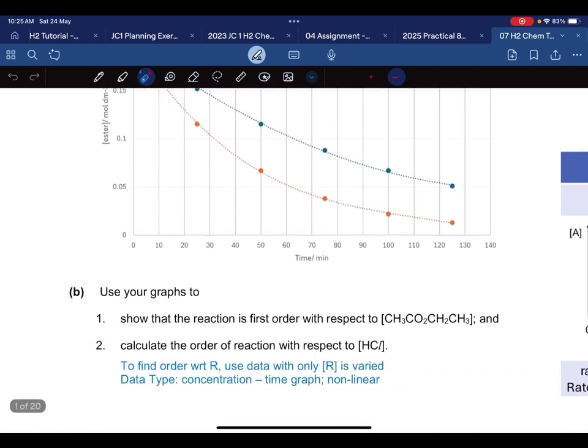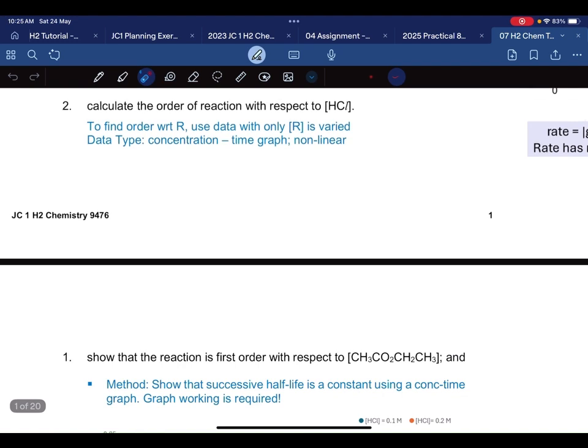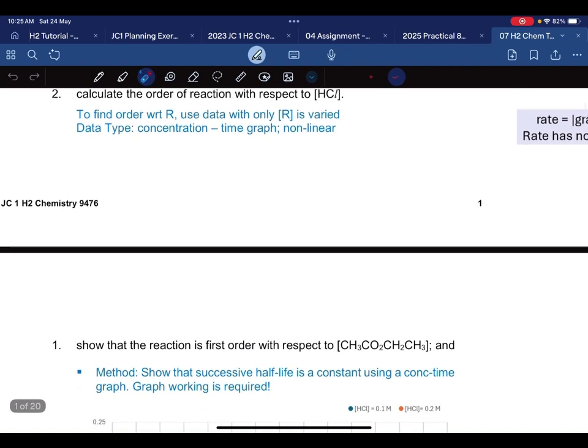Let's look in detail at how we are going to solve this. Because the data type is a concentration time graph and it's non-linear, we expect the order of reaction to be either first or second. But since we are told that it is first order, we know successive half-life must be a constant if you have an ester time graph. So do note that you need to show on the graph how to read the half-life and show that the successive half-life is approximately constant.